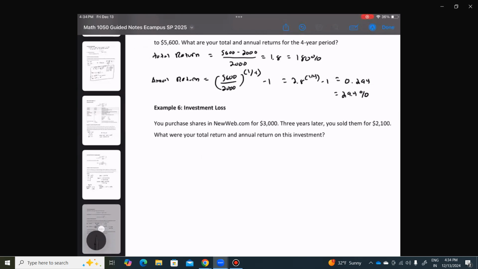The next one: you purchase shares in New Web for $3,000. 3 years later, you sell them for $2,100. What were your total and annual returns? Now notice in this you're not making money, so you're going to end up with a negative value. Total return is 2,100 minus the 3,000 over the 3,000, so negative 900 divided by 3,000. We have negative 0.3, which is negative 30%. So it means you lost 30%.